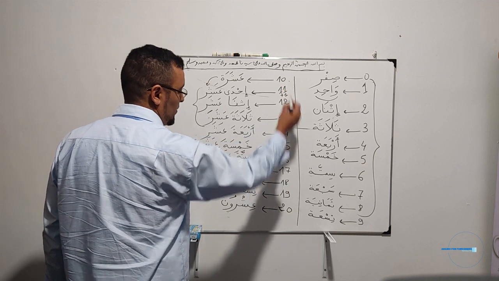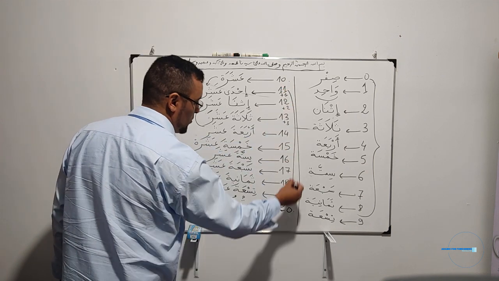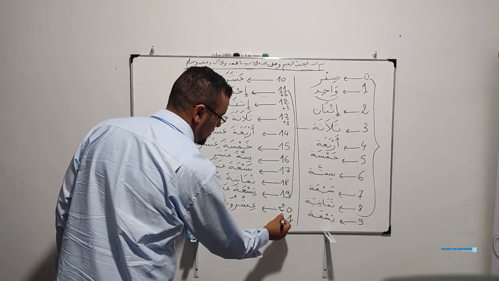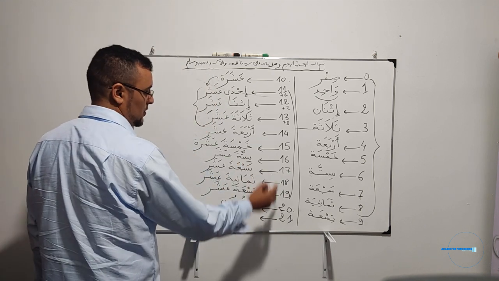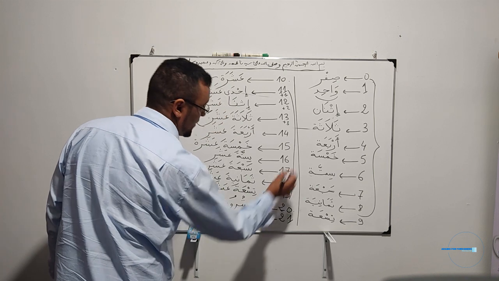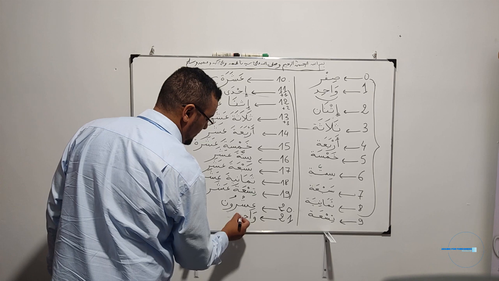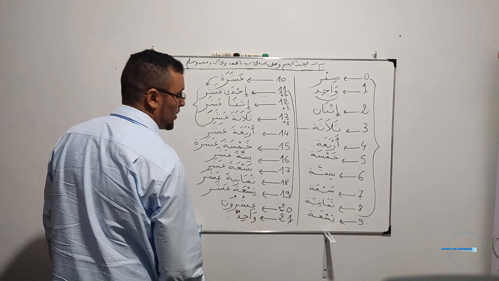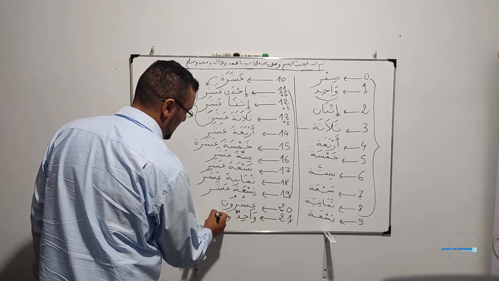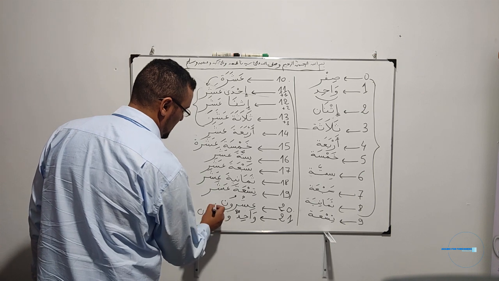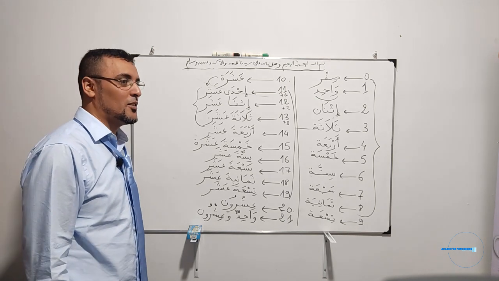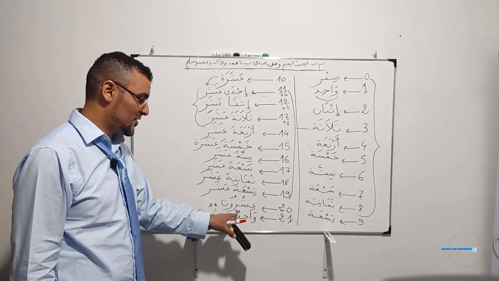Here, from 10 to 20, we put the same rules, like from 11 to 19. But literally like this. We will not say واحد, but واحد with tanween.